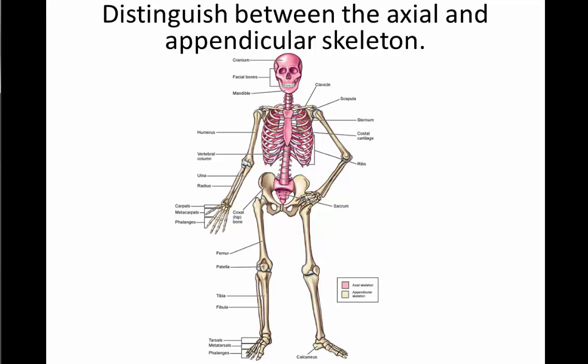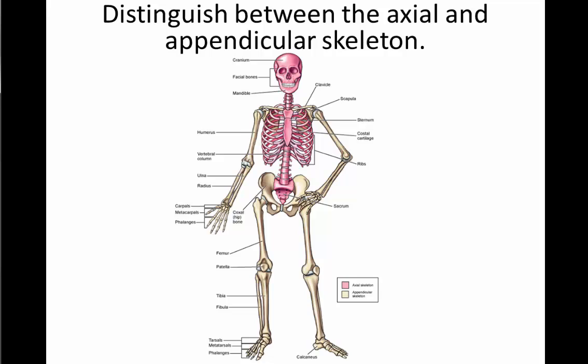So right now we don't need to worry about all the names of the bones that are indicated here, but we can focus on the pink portion of the skeleton and then the yellow-white portion of the skeleton and distinguish them as pink being the axial skeleton and then the yellow-white being the appendicular skeleton. The axial skeleton is referring, as you can see in the picture here, to the skull, the vertebral column, spinal column, and then the ribs.